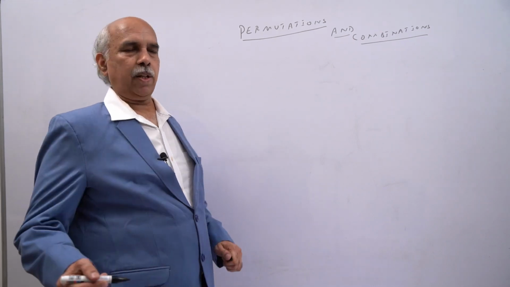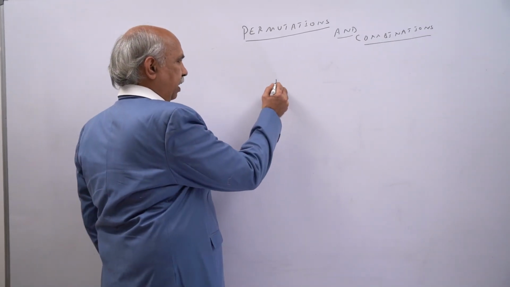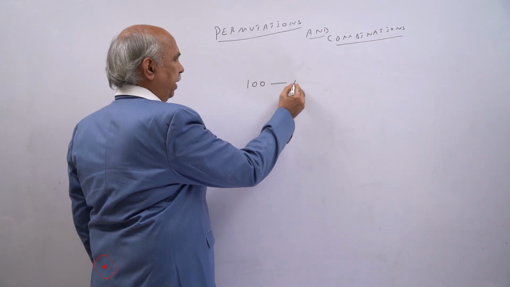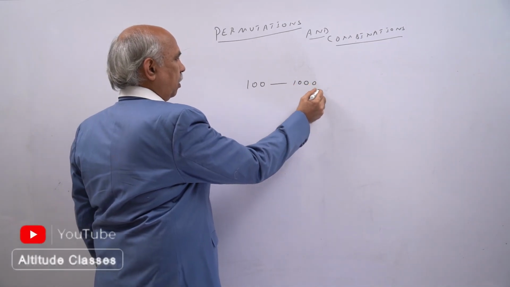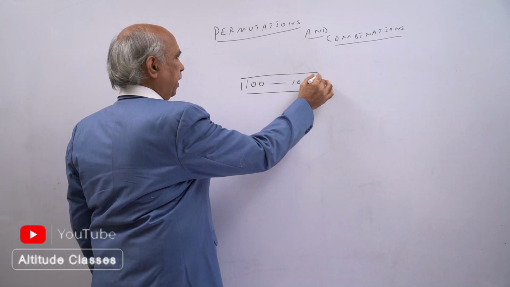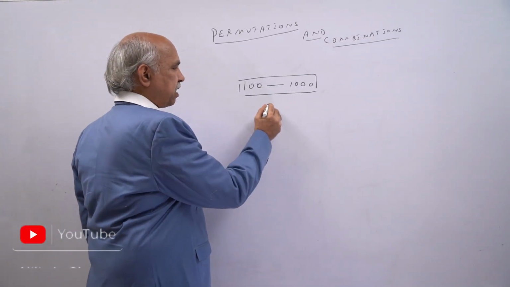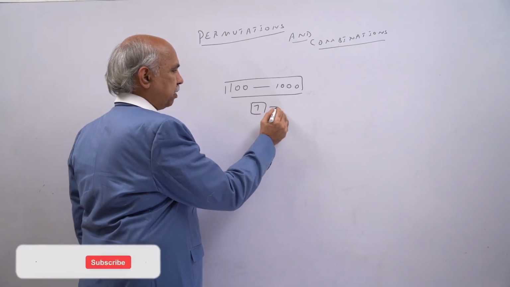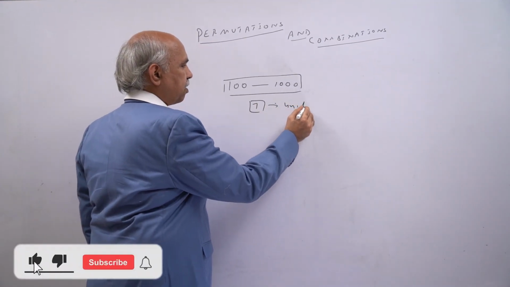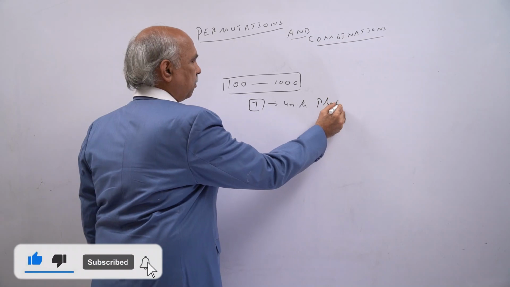We take up the next question. How many numbers are there between 100 and 1000? I put a restriction such that there is a 7 in the units place. With 7 in the units place.